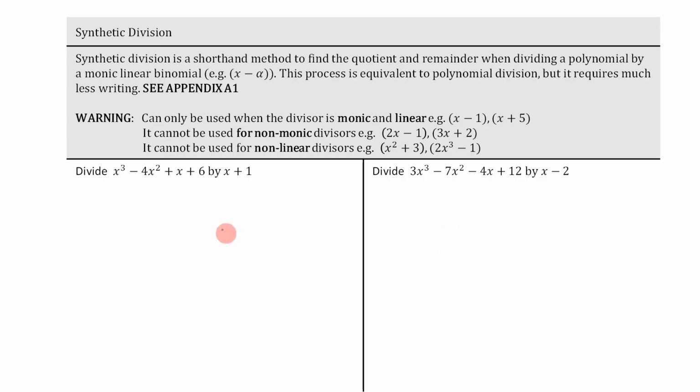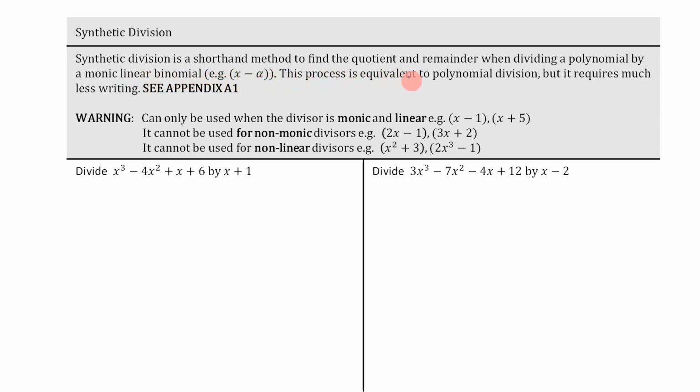Okay, so this is our final part, and I'm going to be showing you a shortcut to polynomial long division. The shortcut is called synthetic division. Synthetic division is a shorthand method to find the quotient and remainder when dividing a polynomial by a monic linear binomial. So something like this.